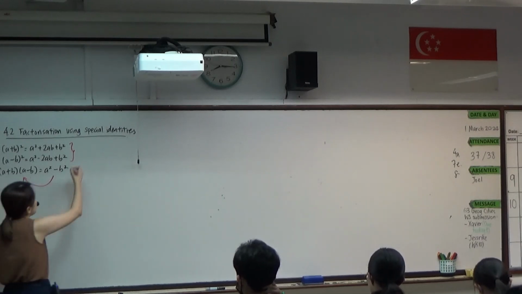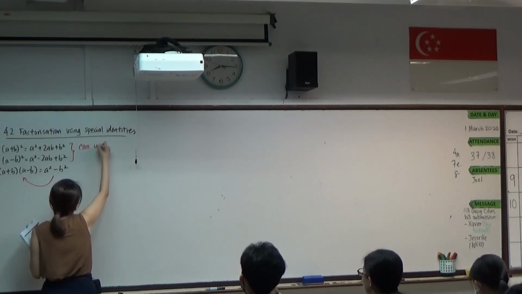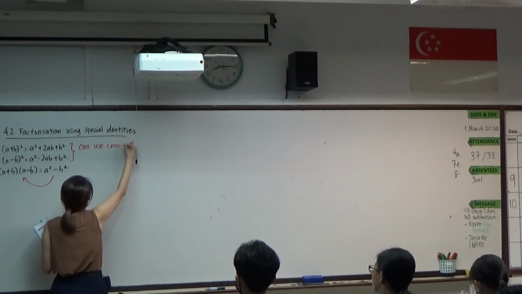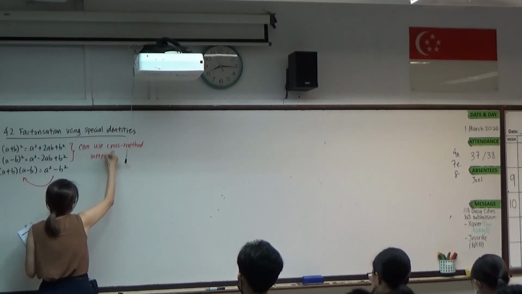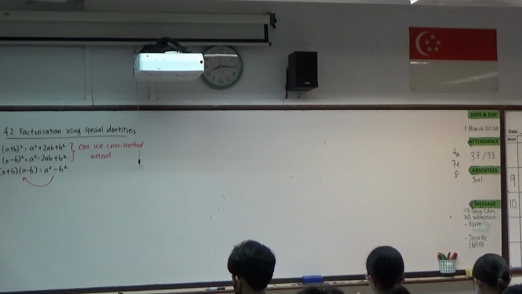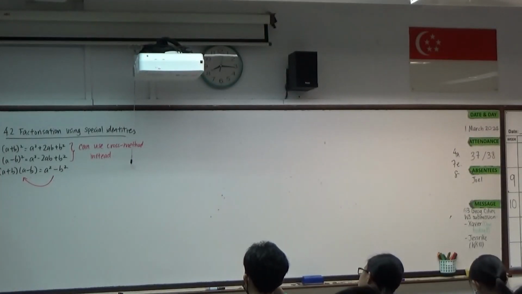Because we can use the cross method instead. But it is actually helpful for us to still learn this method because when our numbers are in fractional form, it might actually be easier.